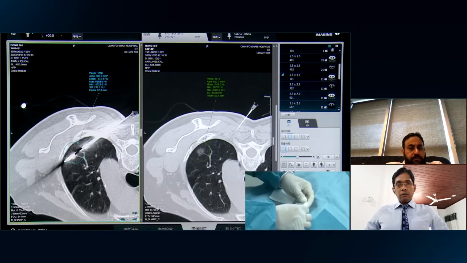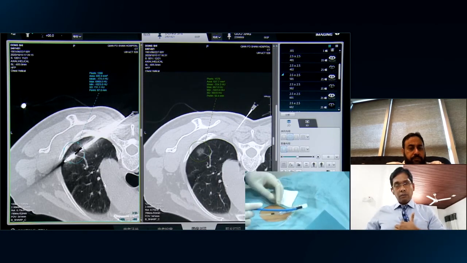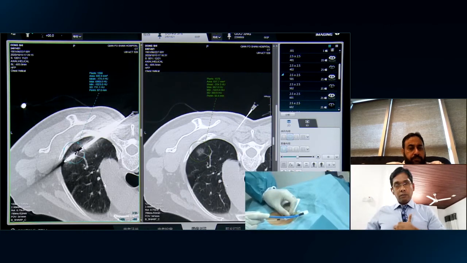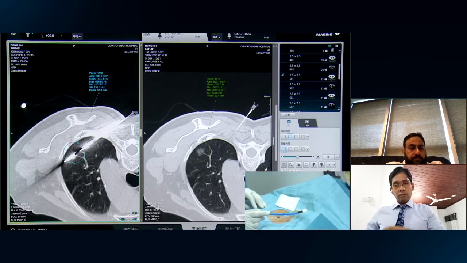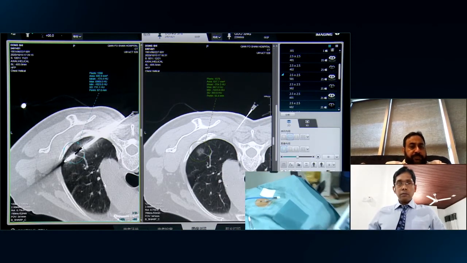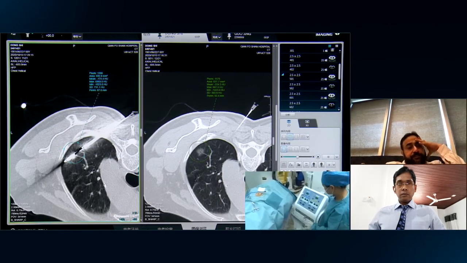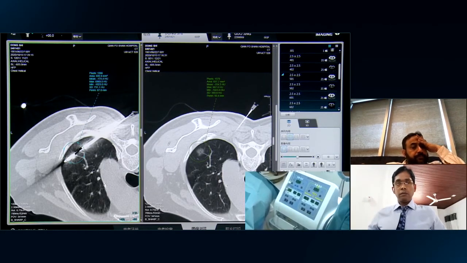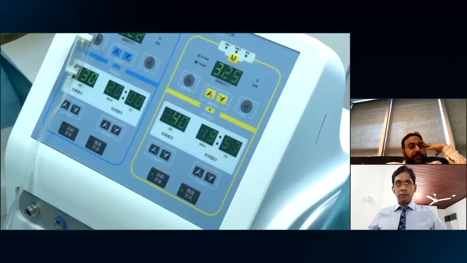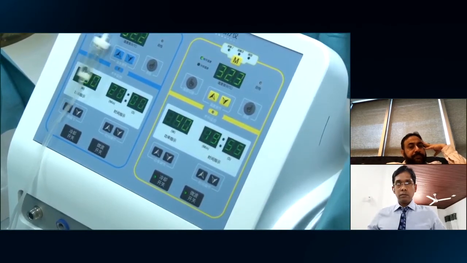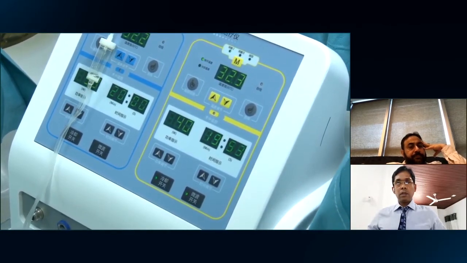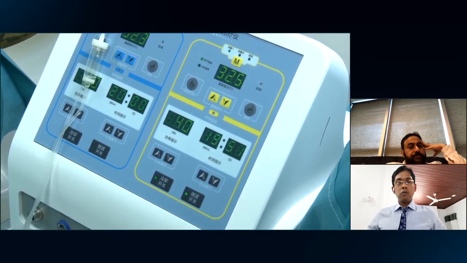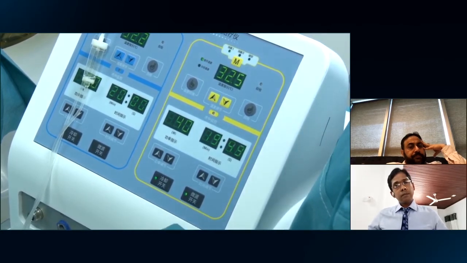We can see the microwave antenna and biopsy antenna are placed as our plan. Well, looks good. You do 1 minute ablation.